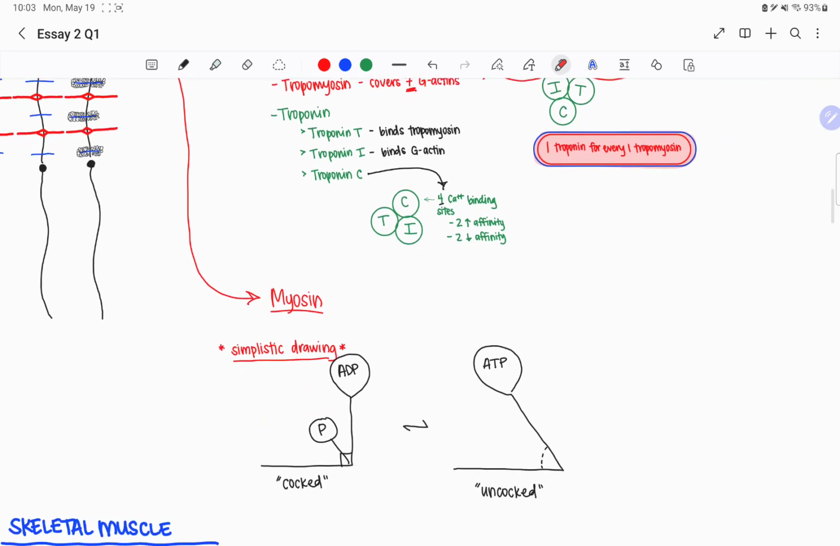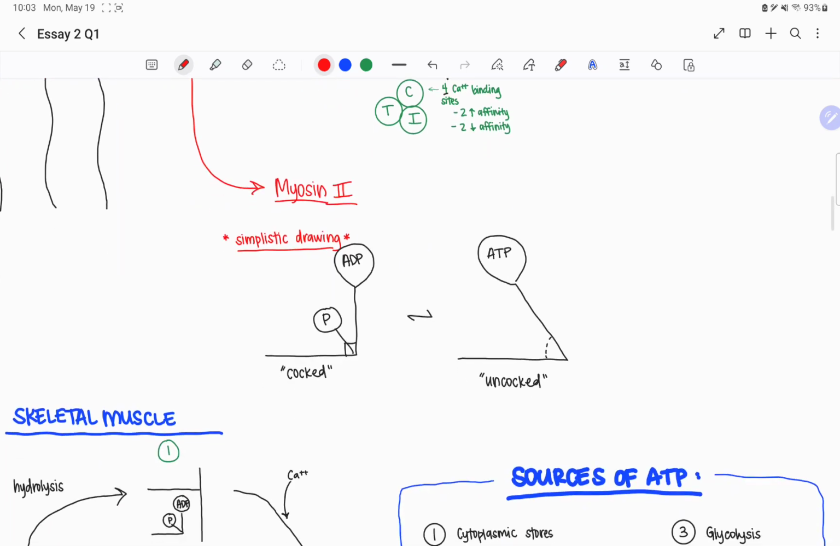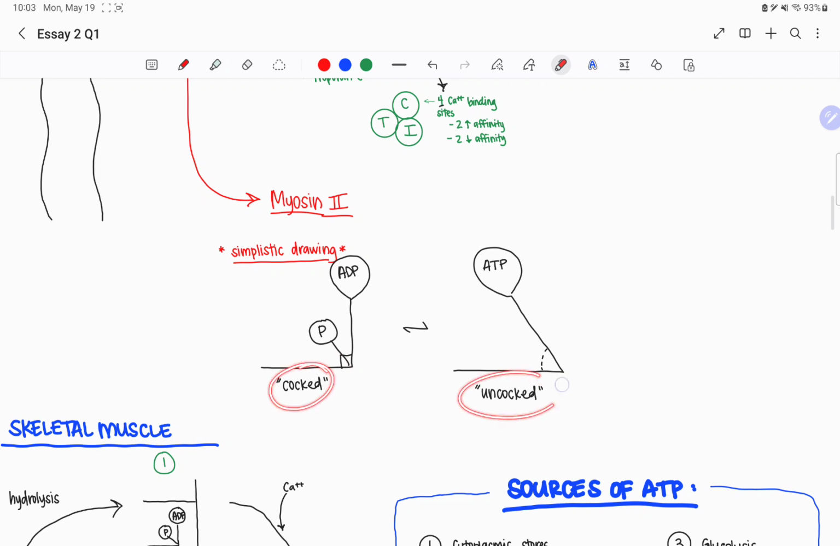Now we're going to come down to the titin, and it's a myosin 2 filament we're talking about now. Okay, so I've got a really simplistic drawing. I'm not going to go into the more detailed stuff. We're just going to stick with super basic. But myosin has 2 states it can be in. It can be in a cocked state or an uncocked state. If you're familiar with shooting a gun, if your gun is cocked, it's ready to shoot. If it's uncocked, you pull the trigger, nothing's going to happen, right? It has no energy. But when it's cocked, it has lots of potential energy, okay?